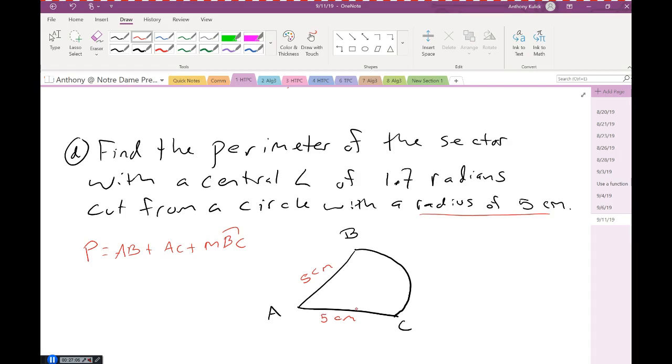To calculate the perimeter, we have 2 of the 3 parts concluded, right? What do we still need to find? Arc BC. How are we going to do that? So I know that this is 1.7 radian. So I can say S is equal to r times theta, right?